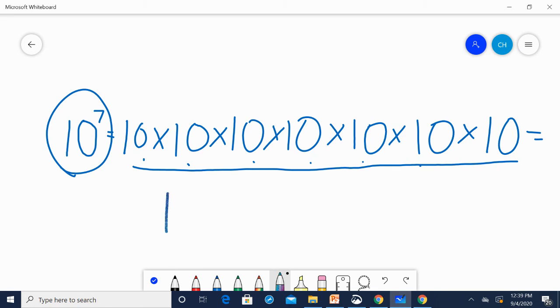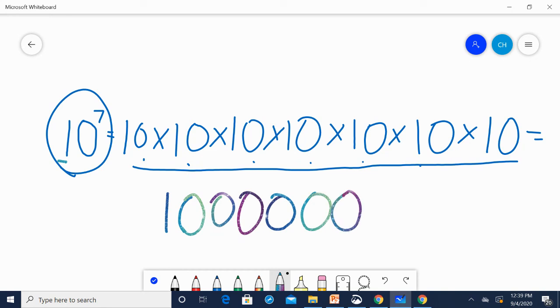So we have 10, or our 1. Now we need 7 zeros. 1, 2, 3, 4, 5, 6, 7. And I'm going to put my commas in for my place value. I know that I have ones place, tens place, hundreds place. I need a comma. Thousands place, 10,000s place, 100,000 place, comma. So what do I have? This is my millions and then my 10 million. So I have 10 million. 10 to the 7th power is equal to 10 million.